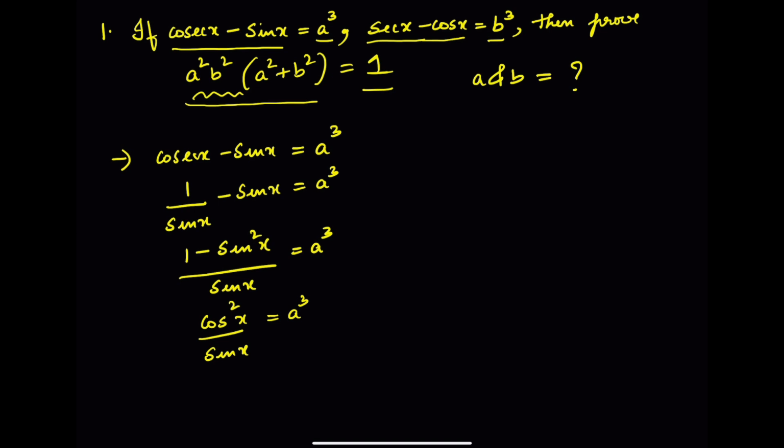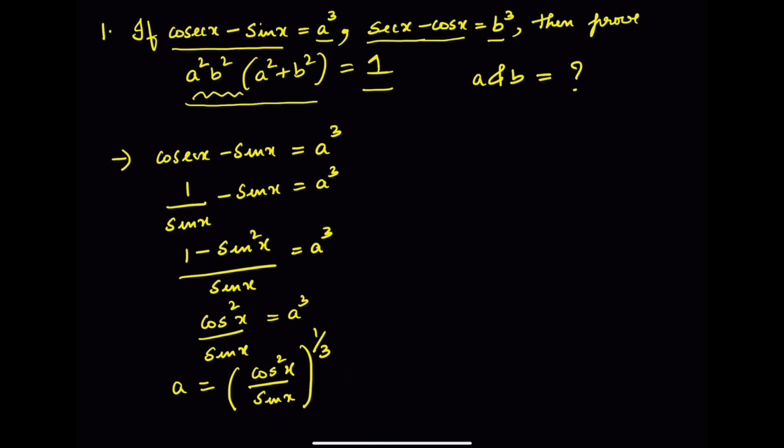So if this is a cube, what would a be? A would be equal to the cube root of this one. So (cos square x by sin x) to the power of 1 by 3. Basically we are looking for the cube root of this. So this is what we have. So let us consider this the solution for a.